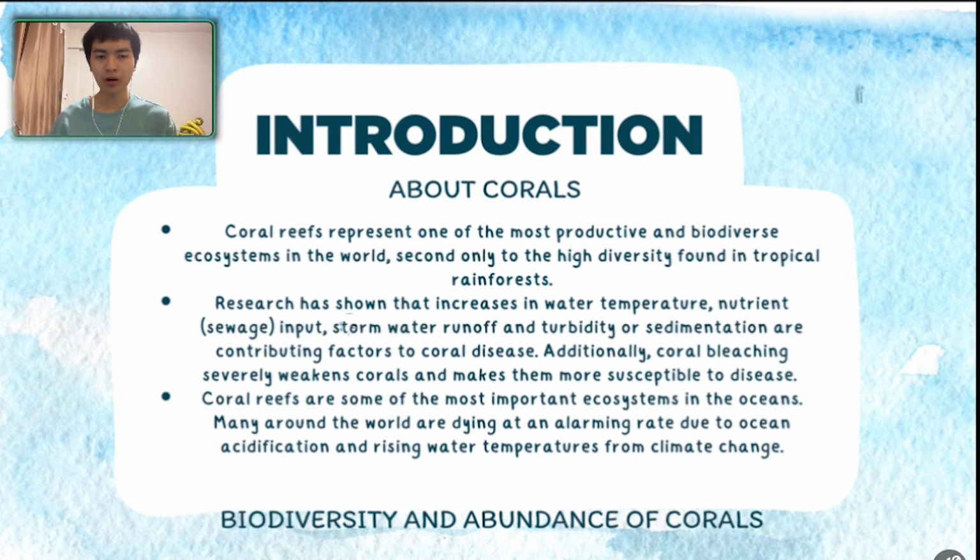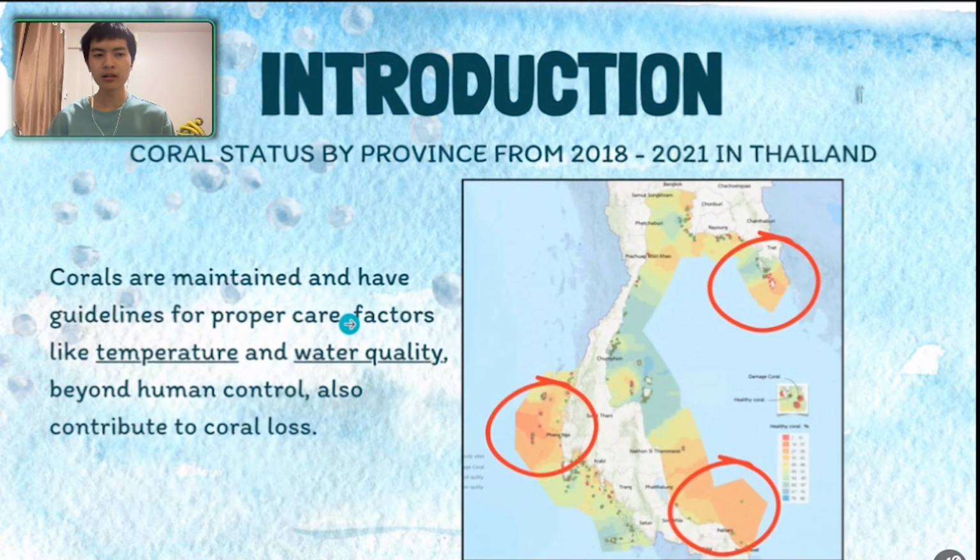Coral reefs are some of the most important ecosystems in the ocean. Many around the world are dying at an alarming rate due to ocean acidification and rising water temperature from climate change. And total corals are maintained to have guidelines for proper care. Factors like temperature and water quality beyond human control also contribute to coral loss.